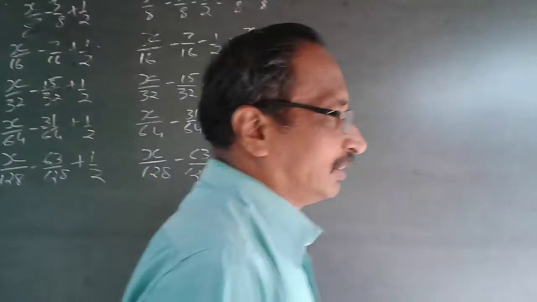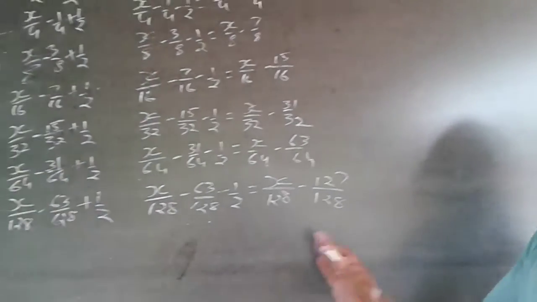Now we'll have to find out the answer. This is the seventh person. What happens is, he is exhausting all the apples.